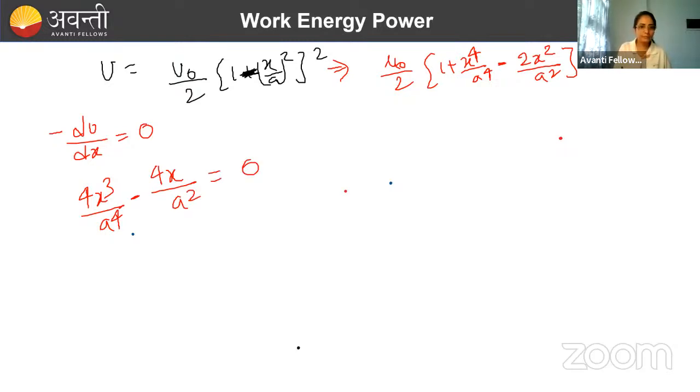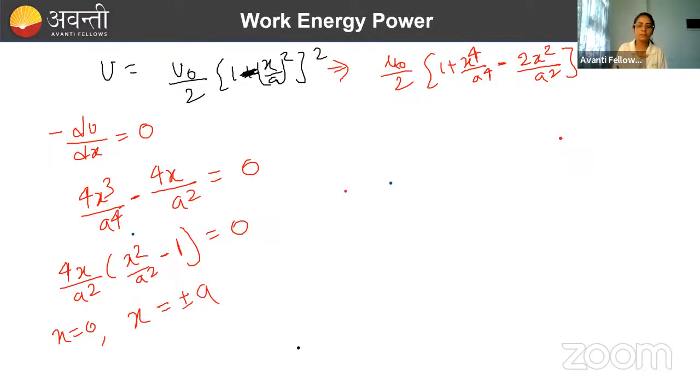Done. Now let's take the common and all whatever is required. So if you're going to do that, 4x, take that as common. And what will remain? 4x by a², let's take as the common. So what will remain here? x² by a² minus 1 equal to 0. Now what can be the probable values of x? So 4x by a² can be equal to 0. So x equal to 0. Roots I'm just calculating. And x will be equal to plus minus a.